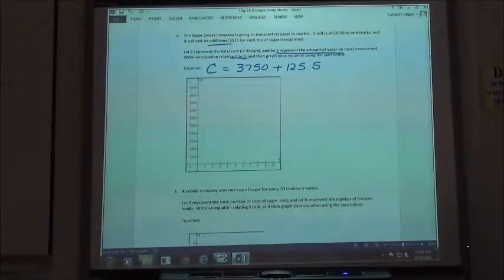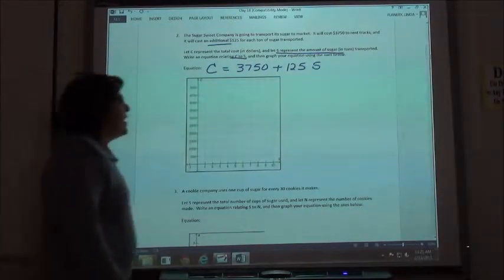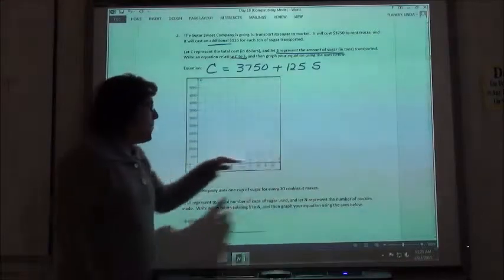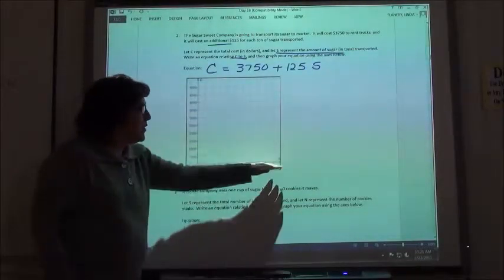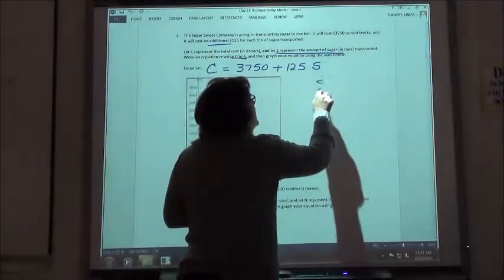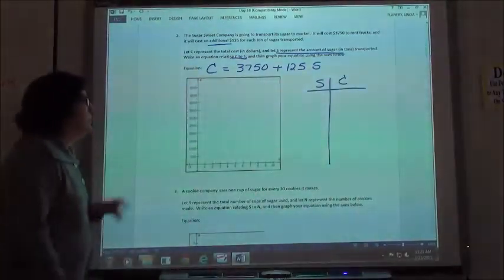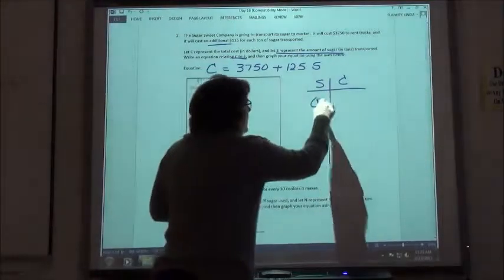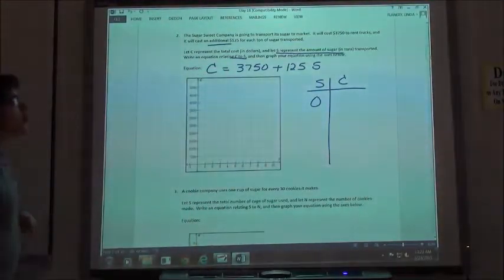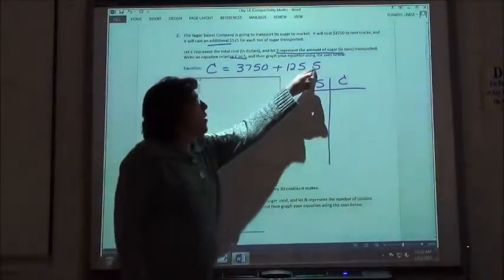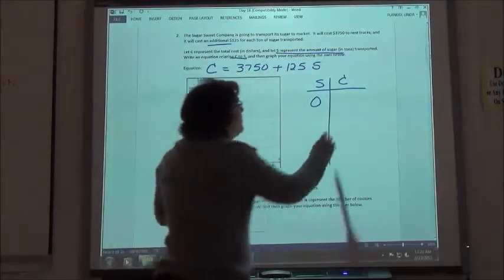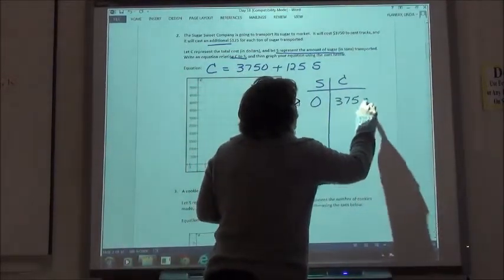So again, when I make my table, my horizontal axis is the one I'm going to plug numbers in for. So I'm putting numbers in for the S. My answers are the C's. If I don't transport any sugar, S is 0. I still have to pay the $3,750 to rent the trucks.